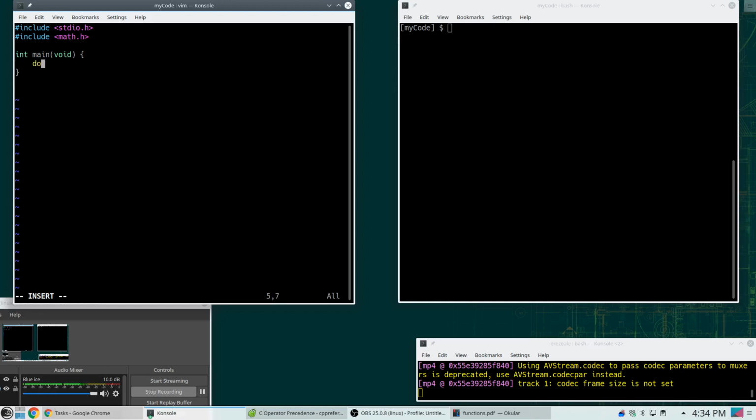So double x, I'll put a comment here indicating what that is. Initial guess for square root of a, and then we'll also have a place in here for a. And we also want our tolerance. Our tolerance is probably going to be a very small number, so it's going to be something much less than 1. But still positive.